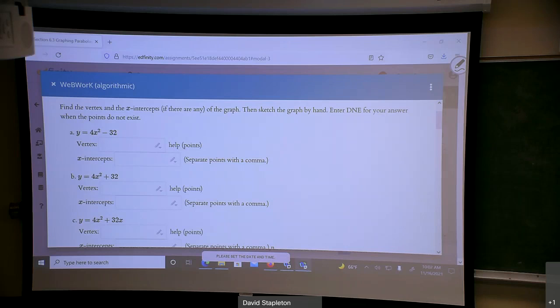How about the y-intercept? There's only going to be at most one. There's only going to be one, actually, because it's a function. If there was more than one y-intercept, it would fail the vertical line test, right? You just get one y-intercept by setting x equals 0, right?